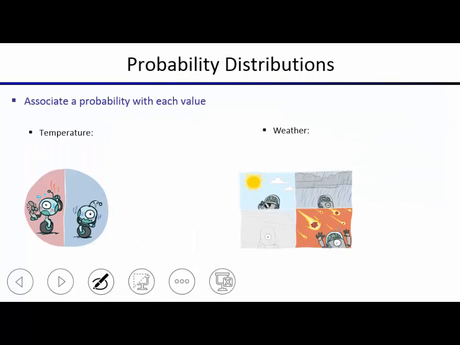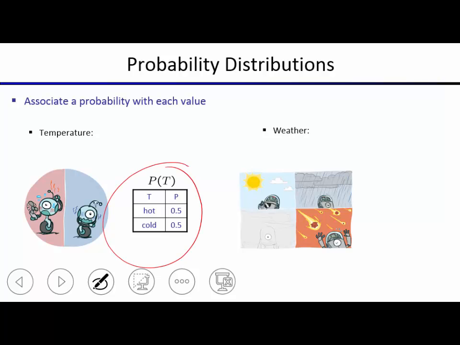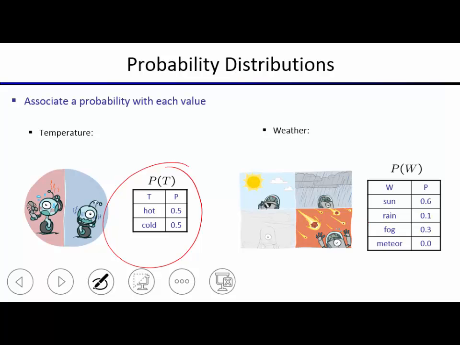Okay, so those are random variables. We'll care about distributions over them. So let's look at temperature. There are 2 possible values, hot or cold. We could have equal probability for each one of them. This would be our probability distribution. Weather, maybe there are 4 possible outcomes. It could be sunny, rainy, foggy, or there could be a meteor shower. And the second column here gives the probabilities of each of those outcomes.